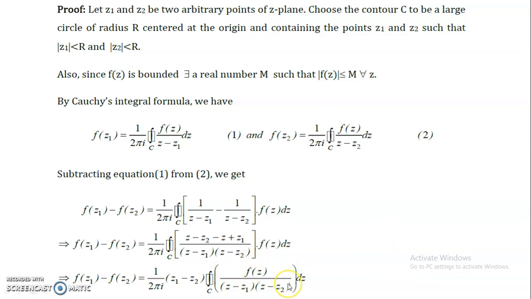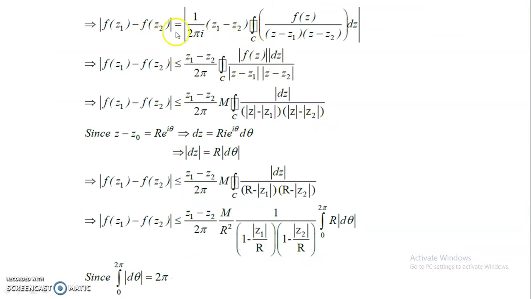That is the expression f of z over z minus z1 and z minus z2. Then we take the modulus on both sides and take the individual moduli. Since z minus z naught equals r times e to the power of i theta, this is the equation of the circle in polar form. So the modulus of z minus z1 is capital R, and likewise for z2, and taking R outside, we get the integration of modulus of d theta.